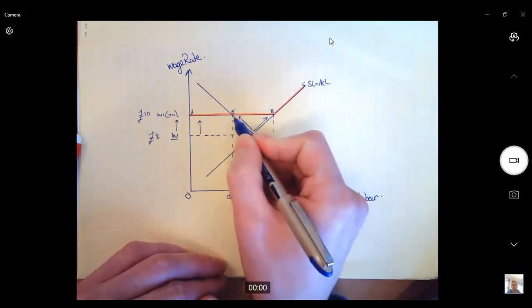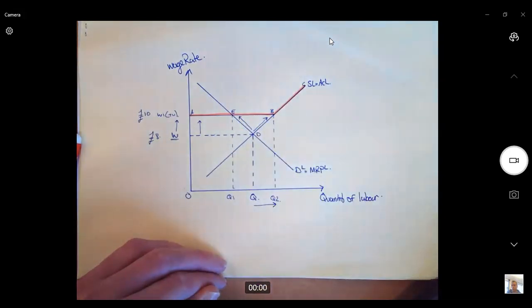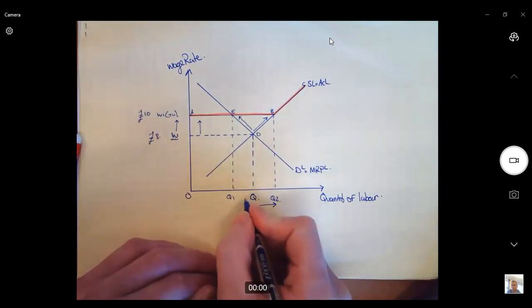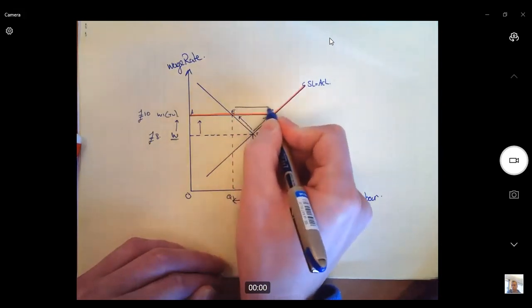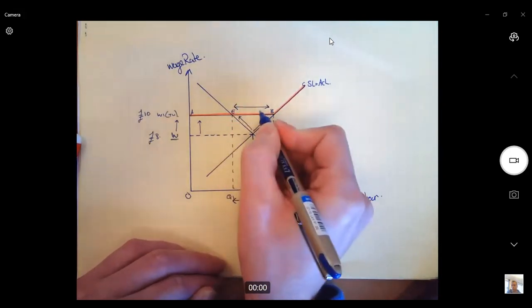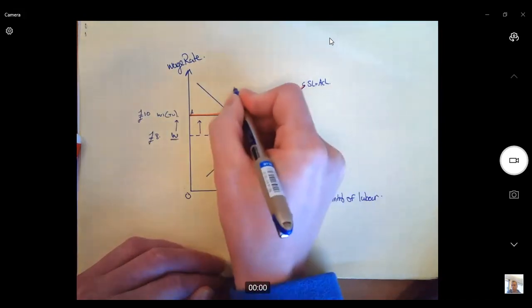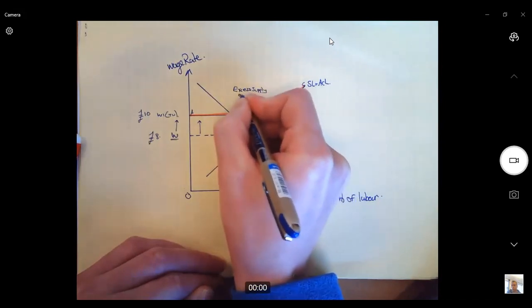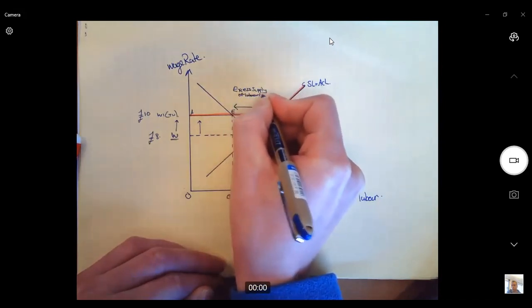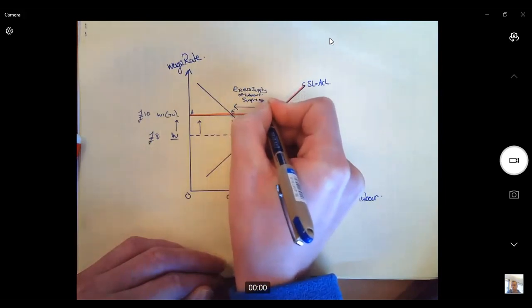Firms will demand less labour as they are now forced by the union to pay every worker more wages per hour, an extra £2 per hour in this scenario. So as a result, firms demand less labour, and that demand falls from Q1 to Q2. Therefore, we now have a situation where the labour market is in disequilibrium between E and B here. And we say that there is excess supply of labour, also known as a surplus of labour.